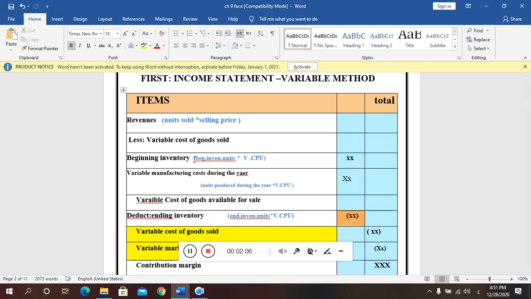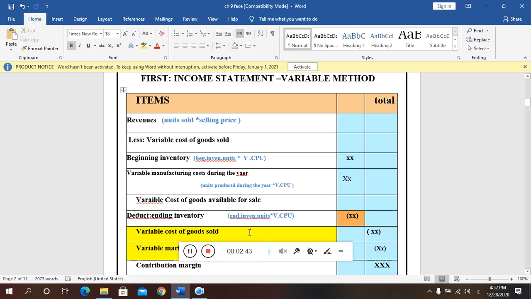How do we calculate the beginning inventory? We will multiply the beginning inventory units by the variable cost per unit, and we will get the beginning inventory cost. And for the variable manufacturing cost during the year, we will multiply the units produced during the year by the variable cost per unit. How do we calculate the ending inventory cost? By multiplying the ending inventory units by the variable cost per unit.